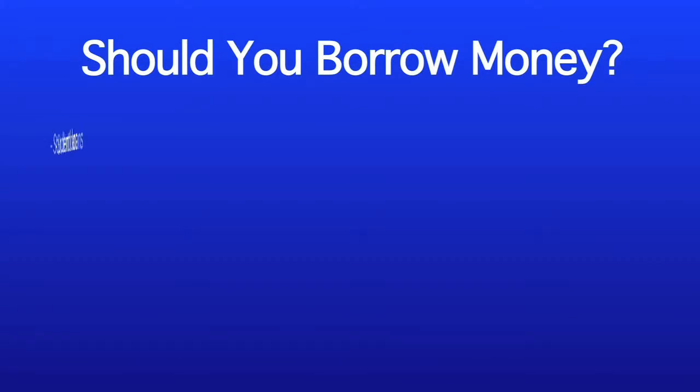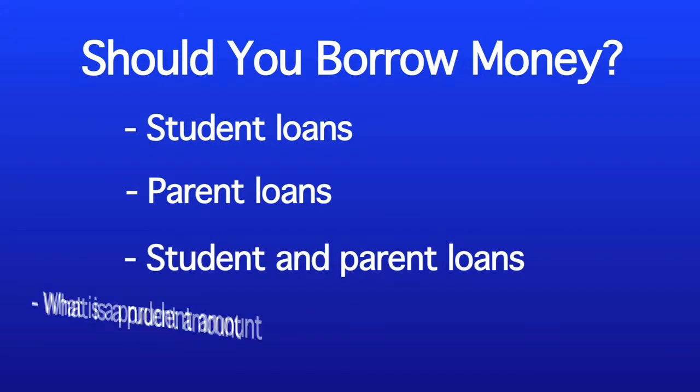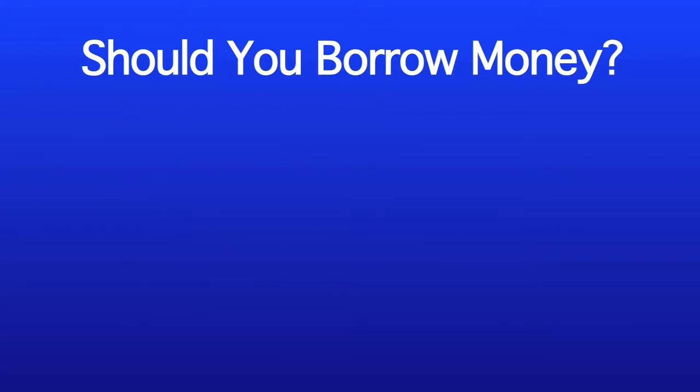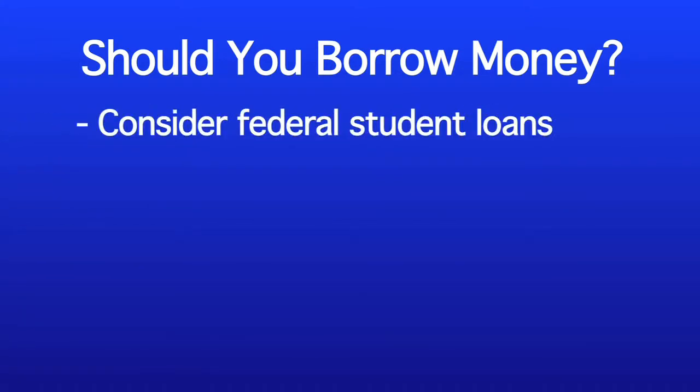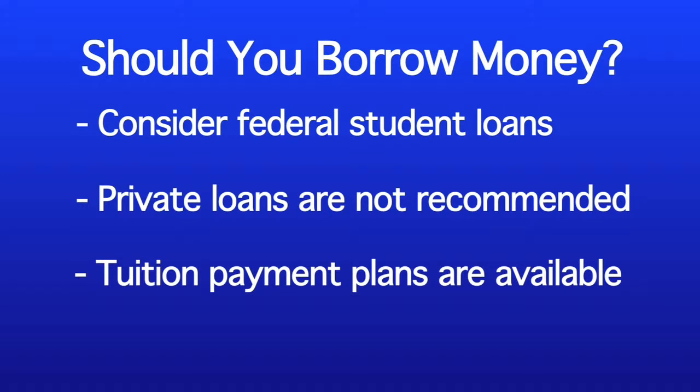Now, this is also the time to consider if you will need to borrow money through student loans or parent loans or both. And think about what is a prudent and reasonable amount to borrow for you or your family. First, consider federal student loans. Private bank loans should be your last option due to higher interest rates and less flexible repayment options. For these reasons, we really don't recommend that you take out private loans. Also, be aware that many colleges offer tuition payment plans that allow you to make monthly payments, which can be more workable for some families. You can inquire at the college financial aid office to see if this option is available.